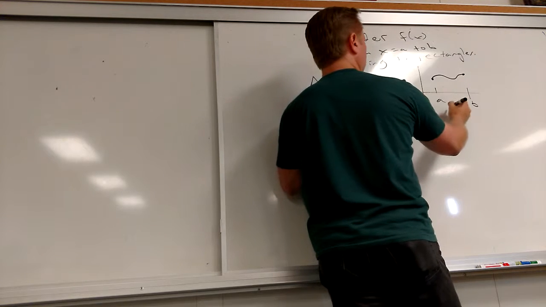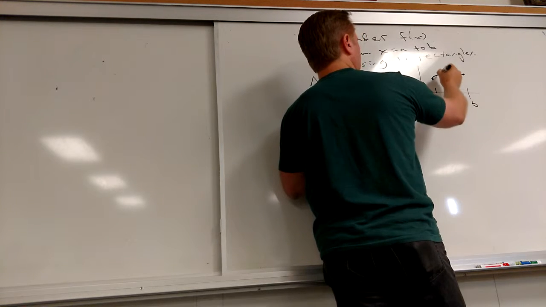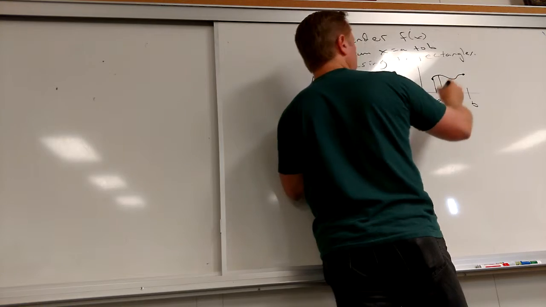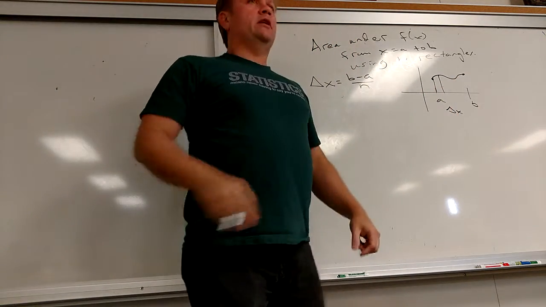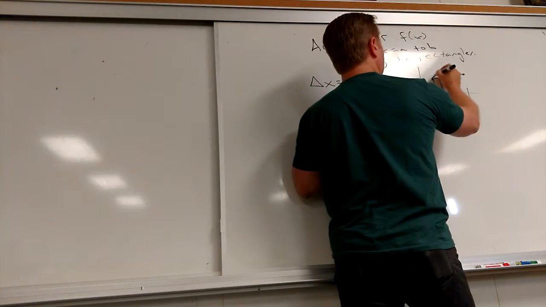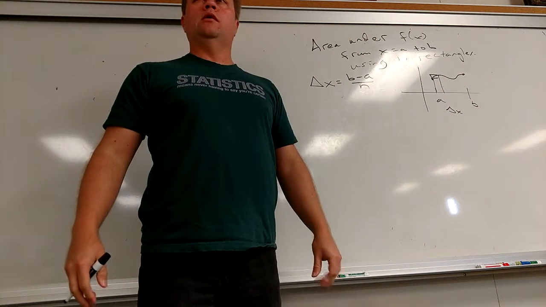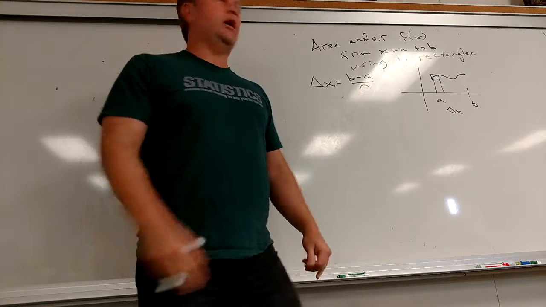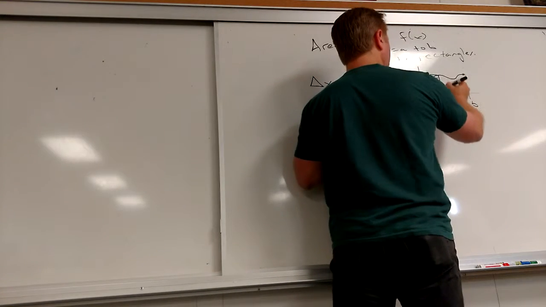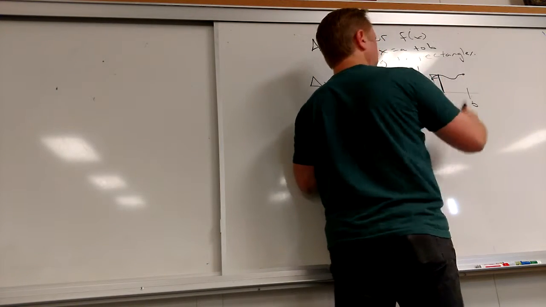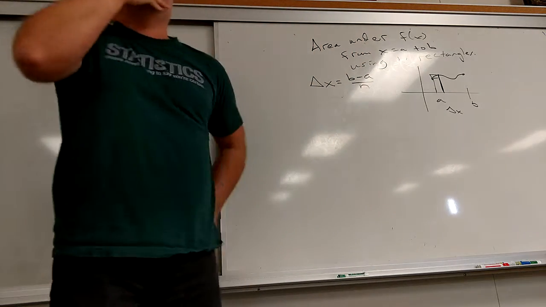All right. So once I figure out what the width is going to be, I then have to take the height of each rectangle. So it could either be this or it could be this. What I pretty much always do is I do it on this side. You'll see today I'm going to do this side.